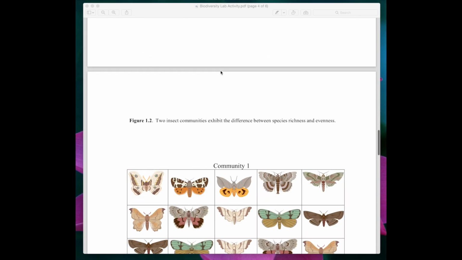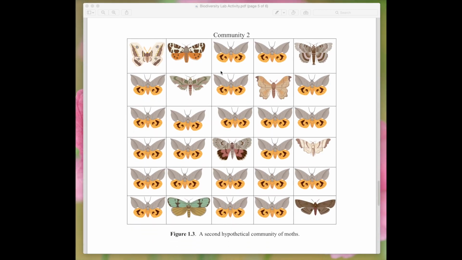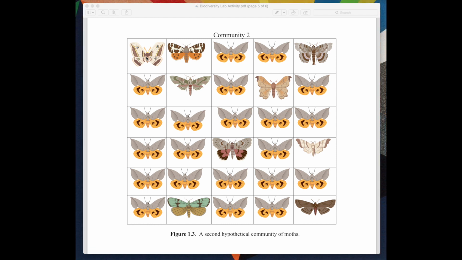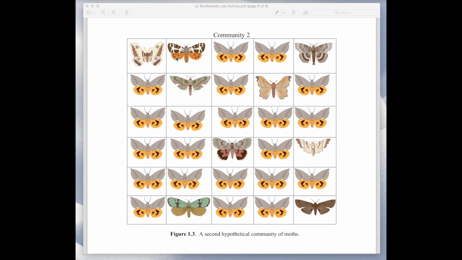Then we go on and do the very same thing for community 2. Scrolling down here, we see here's species 1, and in community 2, I only see 1 individual of this very species. Okay, so we divide that by 30, and that gives us our proportional abundance, which we plug into the formula. Move on to species number 2, and I only see 1 of that species, and so on and so forth.